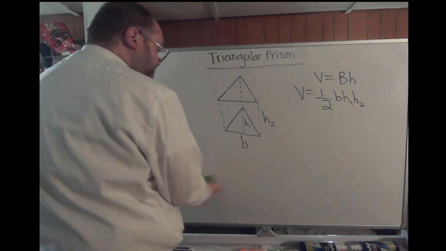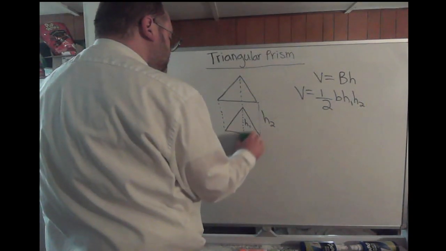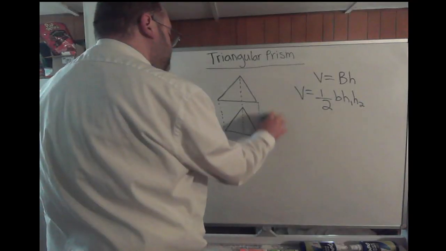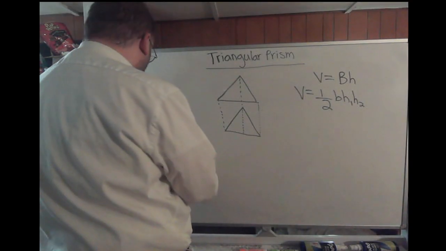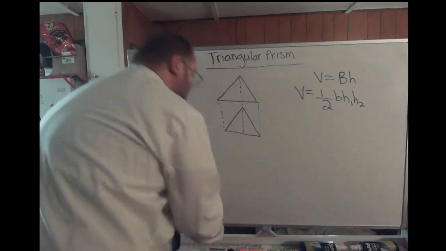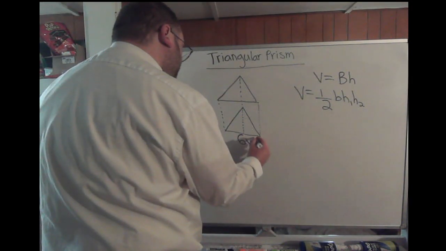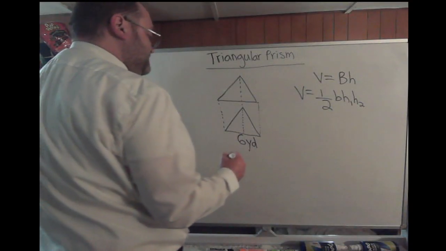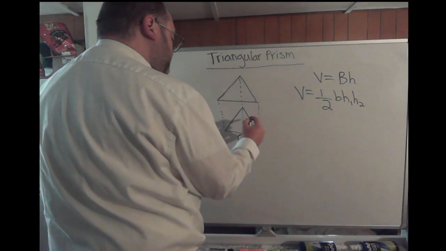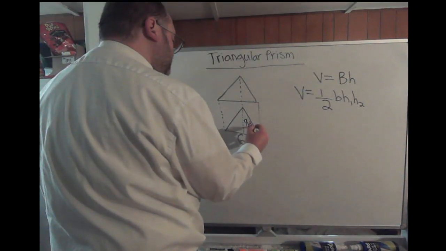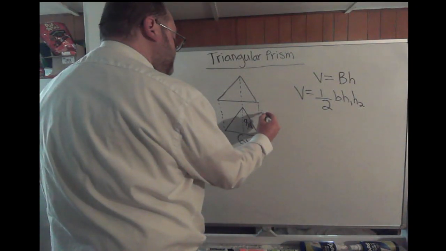So let's say, let's do some examples here. So we got, we'll say 6 yards for the base. Height 1 would be 9 yards. Height 2 would be 12 yards.